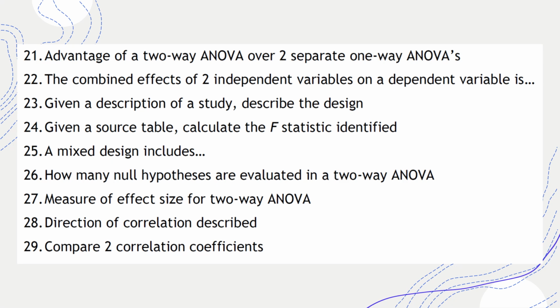Okay, so 21, advantage of a two-way ANOVA over two separate one-way ANOVAs. Well, basically with the two-way ANOVA, you can see whether or not one variable has an effect on the other one. Okay. So you can't see that with separate ANOVAs because you're just looking at one independent variable at a time.